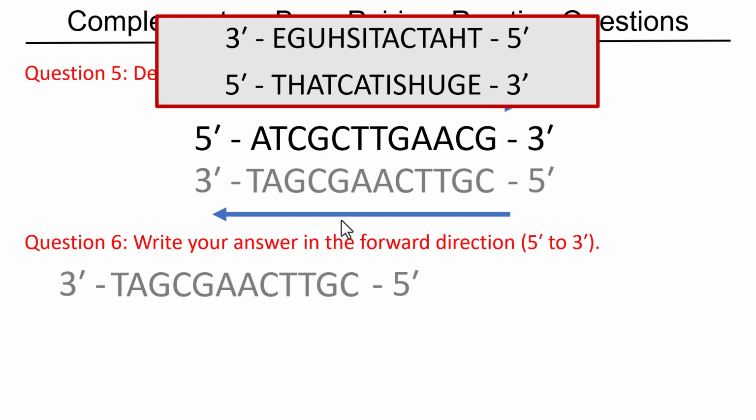But it's good to know and understand the different sides so this way you can work with it and manipulate it, and always double check the ends because you don't want to fall victim to that trick question where they ask you to write it in the forward direction and you have to just rewrite it so that the 5' nucleotide is the first one and the 3' nucleotide is the last one.